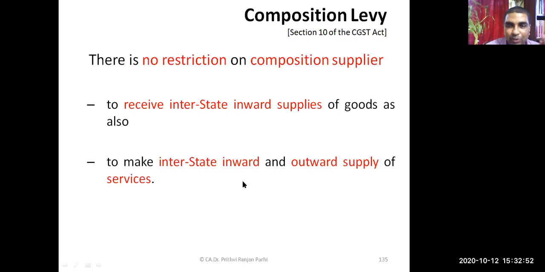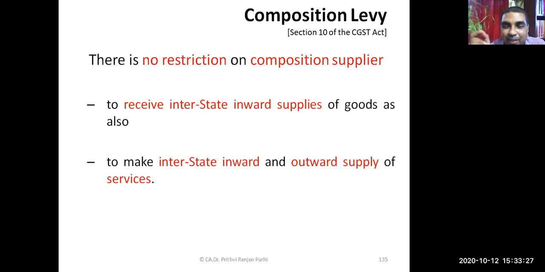So this difference you have to remember and understand very carefully. If the composition taxpayer is a service provider, providing only services, he can provide interstate service. Okay, is it clear to you? So far as interstate transactions are concerned, now you have understood there is a difference in treatment of goods and services. Is it clear to you?